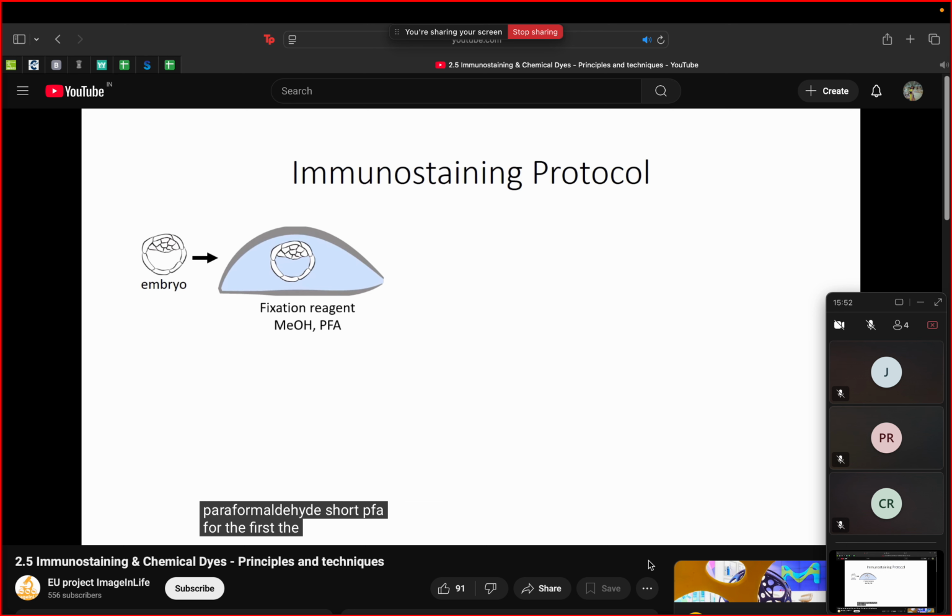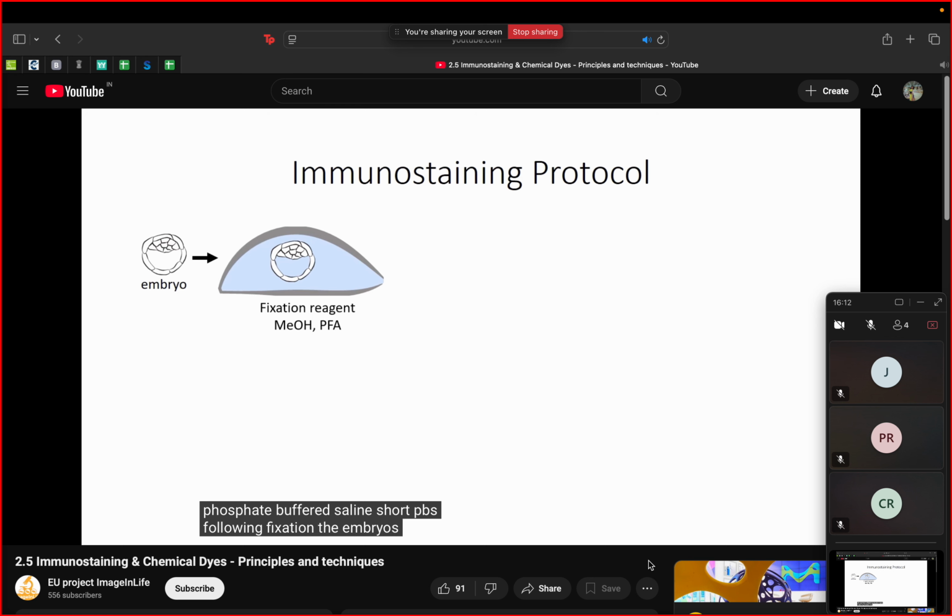For the first, the embryo is pipetted into ice-cold 100% methanol and incubated for 10 minutes at -20 degrees. For PFA fixation, the embryo is incubated for 20 to 30 minutes at room temperature in 4% PFA dissolved in phosphate buffered saline, short PBS.